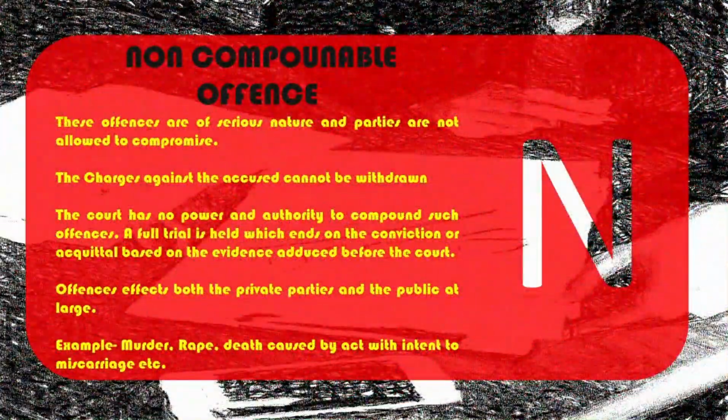Now, what are non-compoundable offences? These offences are of a serious nature and the parties are not allowed to compromise and the charges against the accused cannot be withdrawn. In this case, even the court has no power and authority to compound the offences. A full trial is held which ends either in the conviction or the acquittal of the accused based on the evidence adduced before the courts.